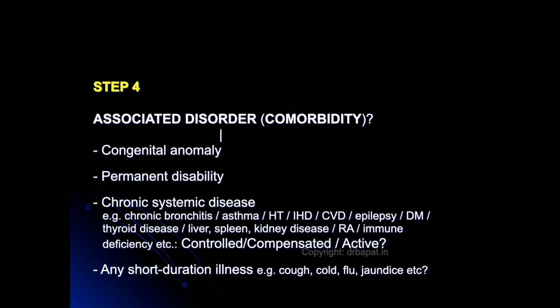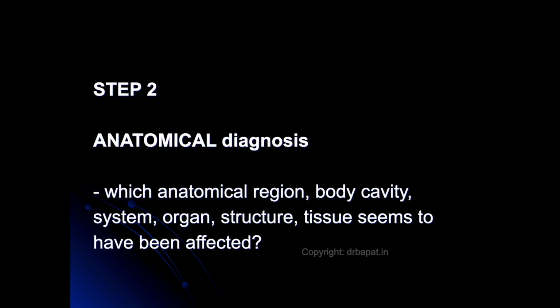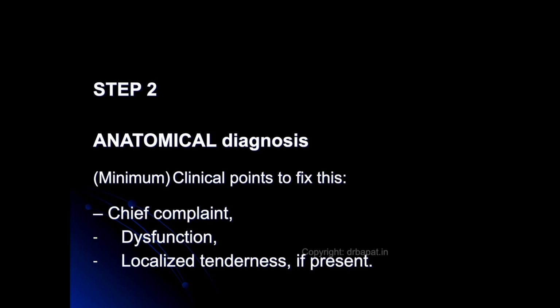So these were the steps to reach a complete diagnosis clinically. Let us recapitulate them briefly. Step 1. Decide, is the condition acute, chronic or acute on chronic? Step 2. Fix the anatomical site of the disease. The minimum clinical points required to fix this are the chief complaint, physiological dysfunction, and localized tenderness if present.